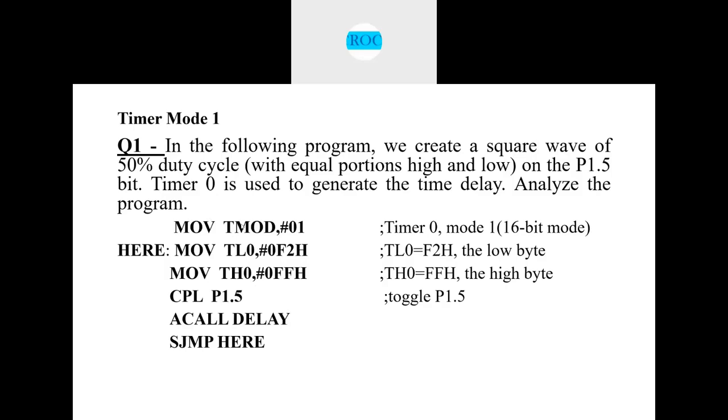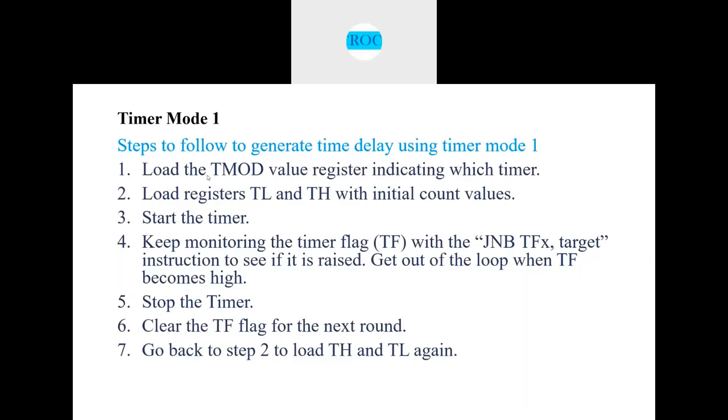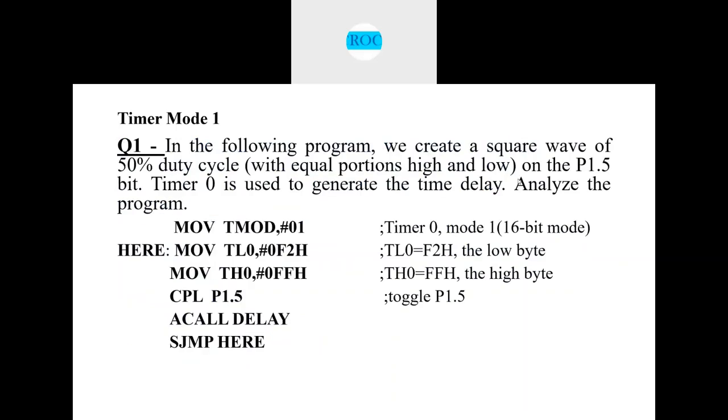If you see the steps followed here to generate the time delay, as we saw, first we load the TMOD register indicating which timer. Here, timer 0 is used to generate the time delay. In order to operate in mode 1, the M0 bit should be 1 and the M1 bit should be 0. So we are loading the TMOD register with #01.